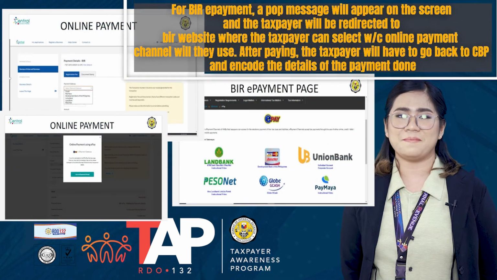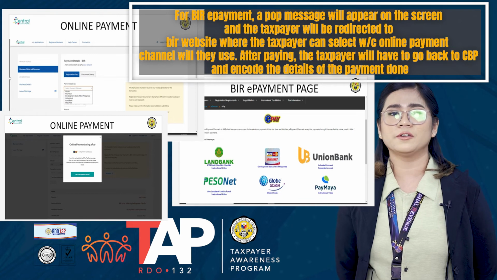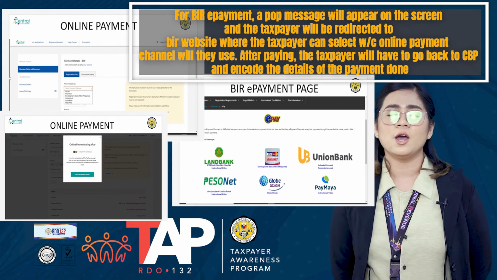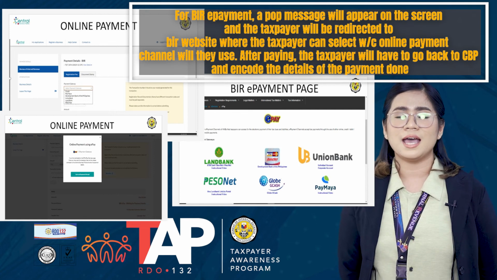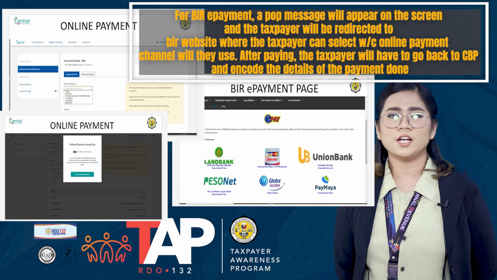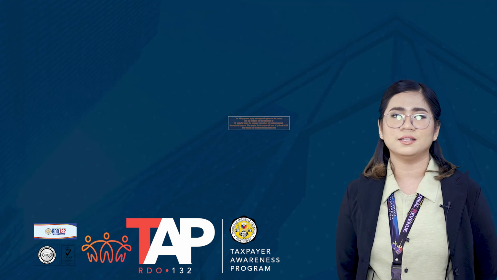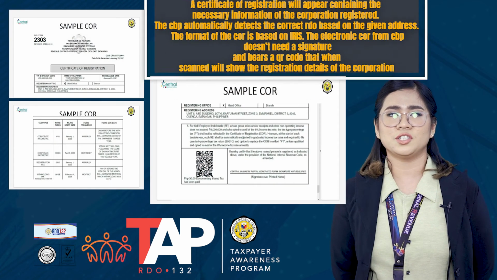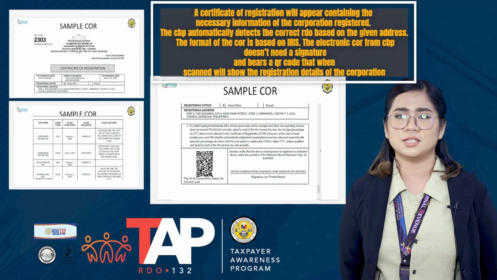For BIR e-payment, a pop-up message will appear on the screen and the taxpayer will be redirected to BIR website or the taxpayer can select which online payment channel they will use. After paying, the taxpayer will have to go back to the CBP and encode the details of the payment done. A certificate of registration will appear containing the necessary information of the corporation registered.